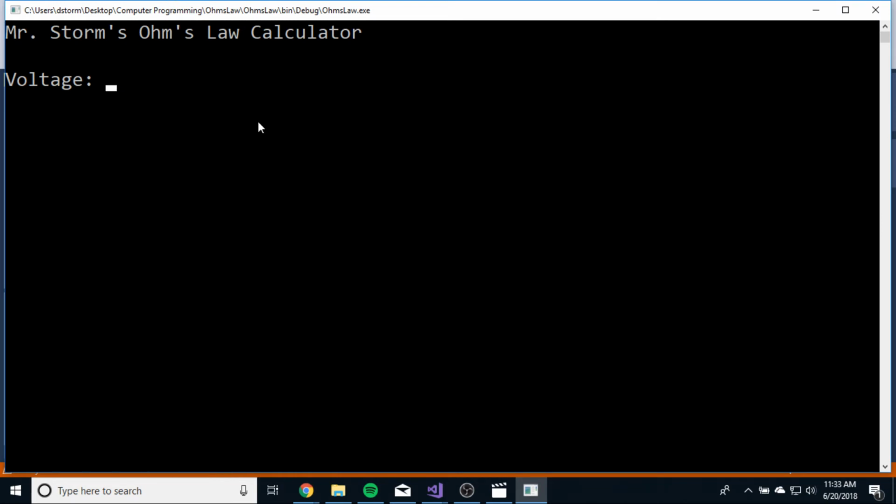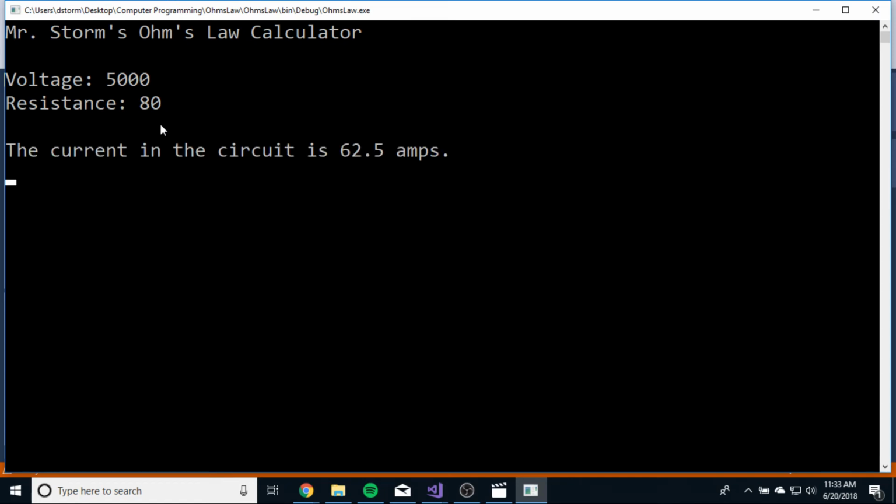So, first thing this Ohm's law calculator needs is the voltage. So I will say this is, I don't know, a 5,000 volt circuit. And let's say I have 80 ohms of resistance in my circuit. Let's see. So the current in the circuit is 62.5 amps, meaning that I have 62.5 amps of power running through this circuit currently. And that's basically it, right?